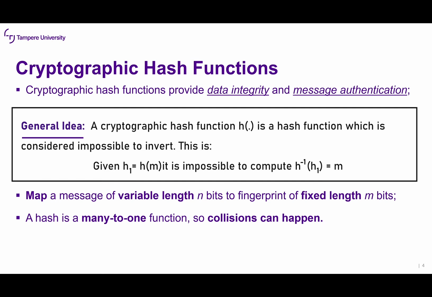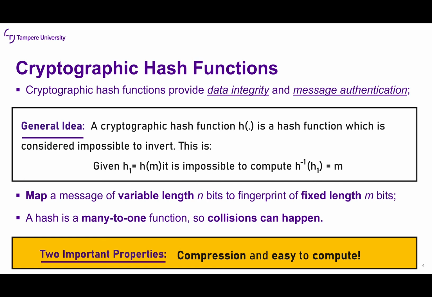Hash functions are used a lot in computer science, but the crucial difference between a standard hash function and a cryptographic one is that the cryptographic hash function should at least have the property of being one way. In other words, given any string y from the codomain of h, which means the hash of m, it should be computationally infeasible to find any value x such that h of x equals y.